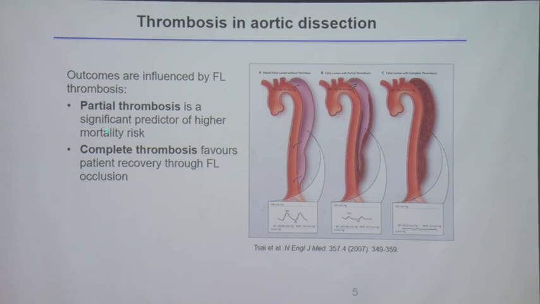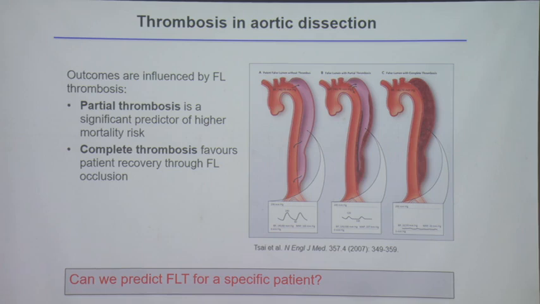There's medical evidence that partial thrombosis, like the one in the middle case, is a significant predictor of a higher mortality risk. In other words, if a patient develops a partial thrombosis in the false lumen, they are at a much higher risk for death and other more devastating events. Whereas complete thrombosis favors patient recovery through false lumen occlusion. So the question that we had, and that the clinician would be very keen to find an answer to, is can we predict false lumen thrombosis for a given patient? FLT stands for false lumen thrombosis.